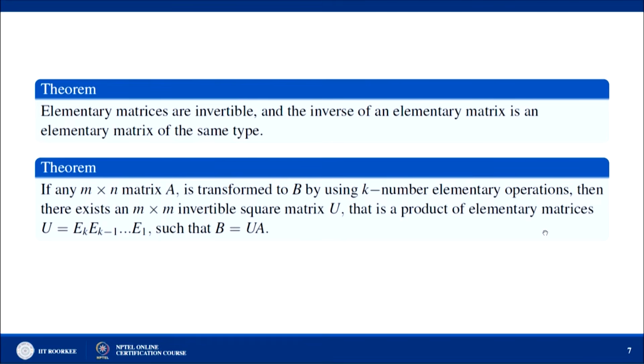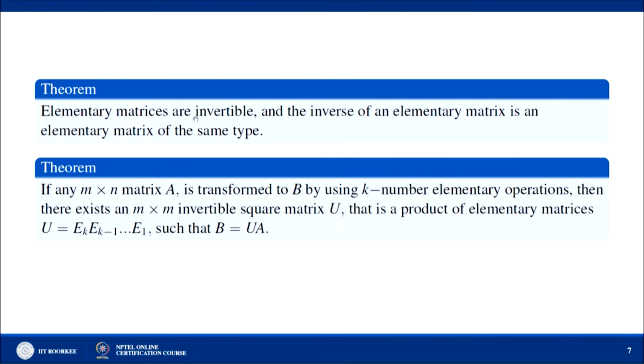So, what I want to say is that if any M cross N matrix A is transformed to B by applying k elementary row operations, then there exists an M cross M invertible square matrix U that is a product of elementary matrices, U equal to Ek, Ek minus 1 up to E1, such that B equals U into A. So, that matrix always exists and it is invertible.